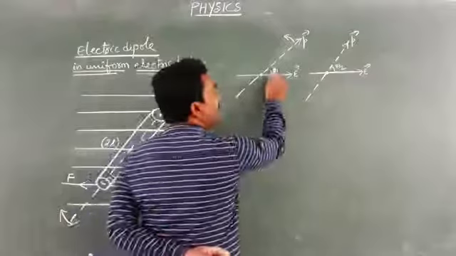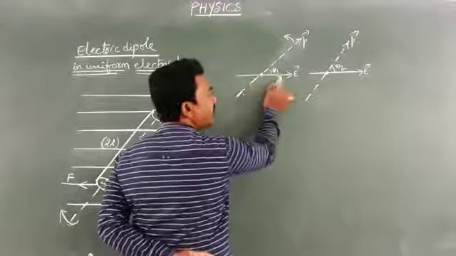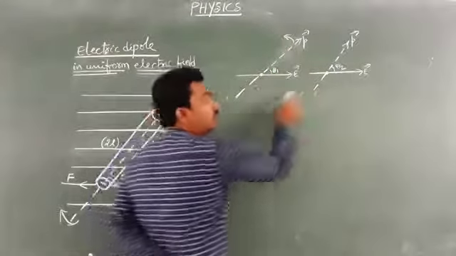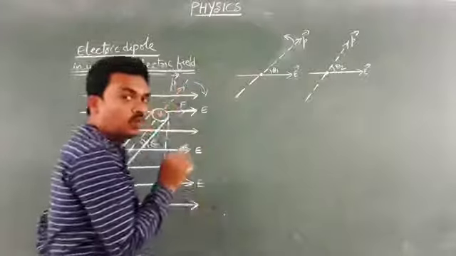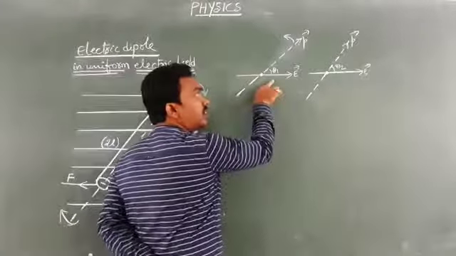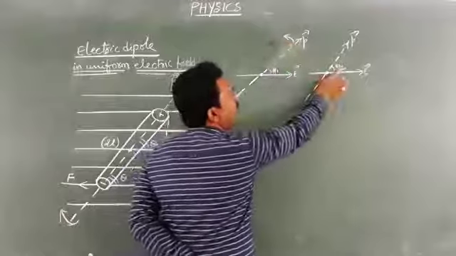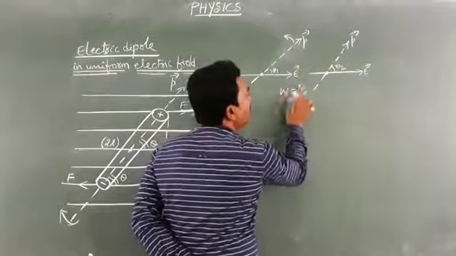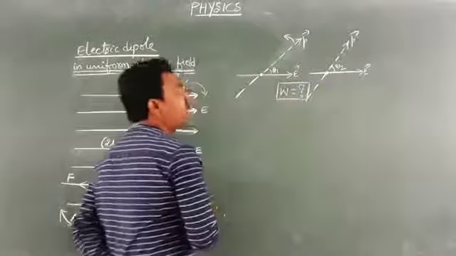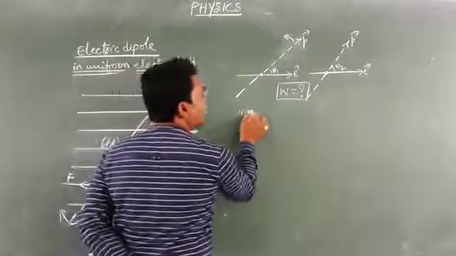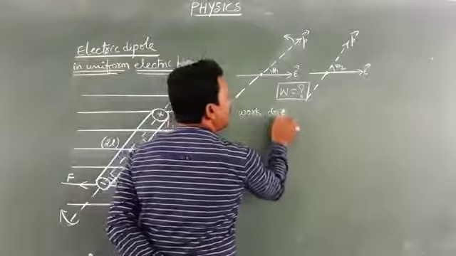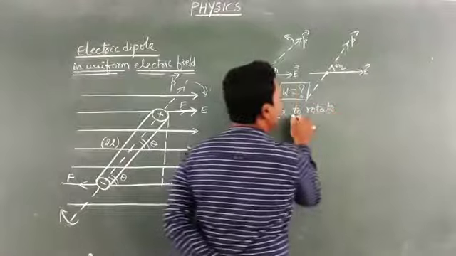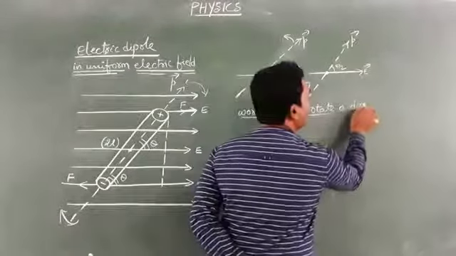Here my dipole is at an angle theta 1 with the electric field vector, but I wish to rotate the dipole against the electric field to an angle theta 2. Initially it is at an angle theta 1, but I wish to turn it against the electric field to an angle theta 2. Then what is the amount of work done? So my question is all about work done to rotate a dipole in an external electric field. Work done to rotate a dipole is my concept.